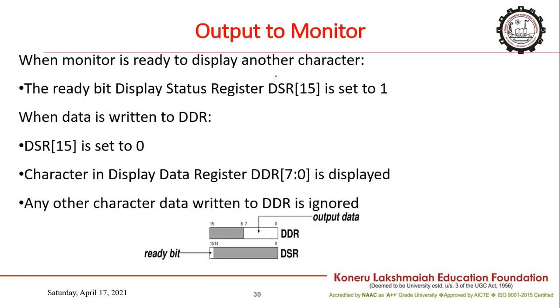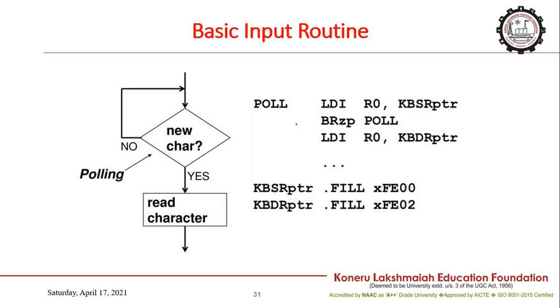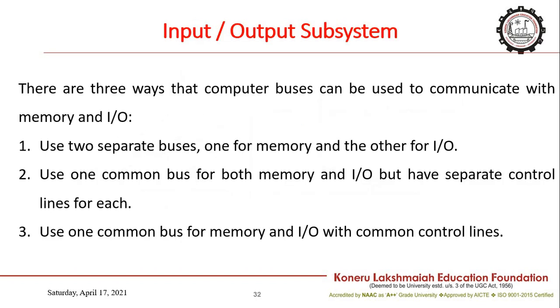And then if the monitor is ready to display another character, the display status register is set to 1. When data is written to DDR, the DSR is set to 0. So the character in the display data register is displayed. This is the procedure in which the data is going to be given as output to the monitor.